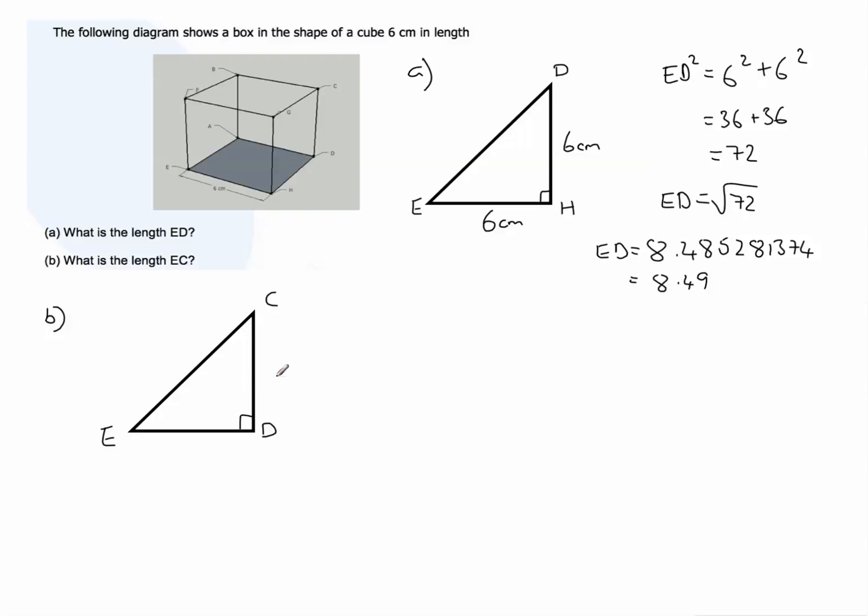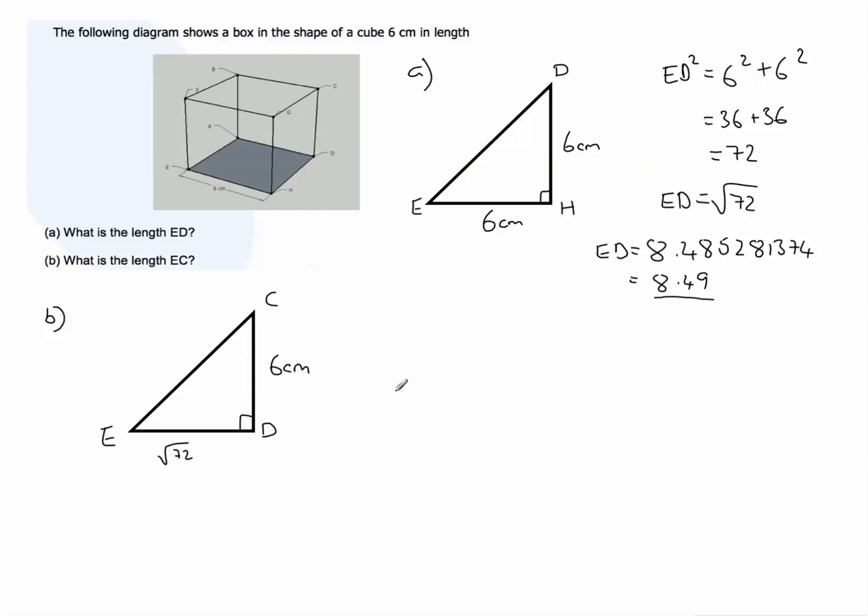So CD, I know the length, it's 6 centimeters, it's one of the cube lengths, but ED is the one we've just worked out from the previous question, so it would be really important to make sure you use that number. Now again, to avoid rounding errors, I'm going to refer to that as the square root of 72. Although you're perfectly entitled to use the rounded answer in the next step of the calculation, it's encouraged to avoid rounding as much as possible so that errors don't accumulate. So I now need to work out EC.